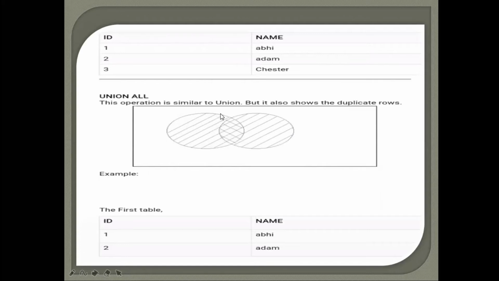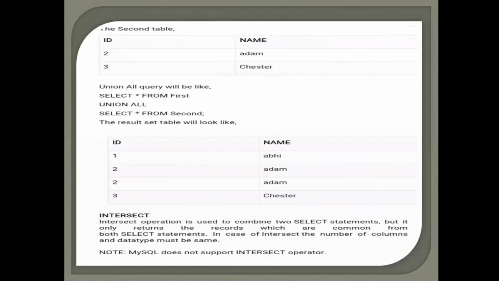So if you see this, your first table, your second table, and the common duplicate value are also taken. That's the difference between union and union all. Union all basically combines the same way as union does, but it also shows you duplicate values. So let's take an example and try to understand what the output was, with the first table and the second table.